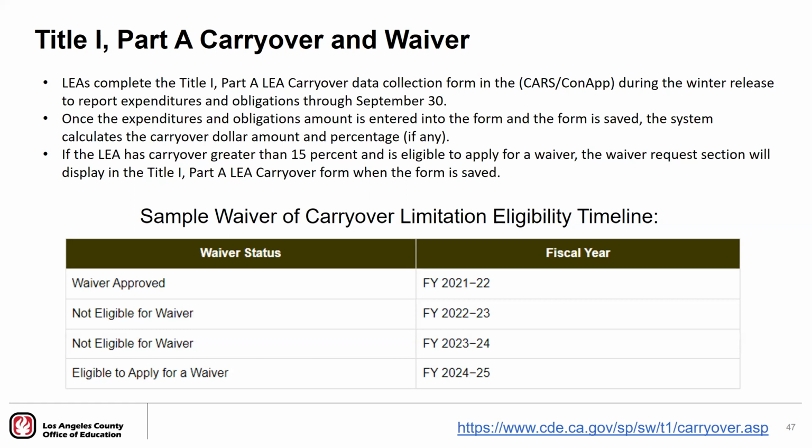So let's explore this eligibility timeline for a sample waiver of the carryover limitation. If, for instance, the LEA's waiver for the carryover was granted and approved during the 21-22 fiscal year, the next opportunity for the LEA to apply for such a waiver could be in the 24-25 fiscal year. This is because, like Helen mentioned, the State Board of Education has the authority to waive the carryover limitation once every 3 years. On a side note, it's important that the Title I Part A LEA carryover data collection form be completed during the CARS winter release by the dates published by the CARS office.